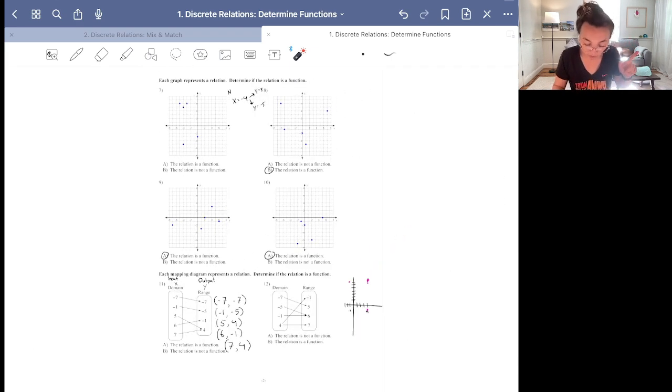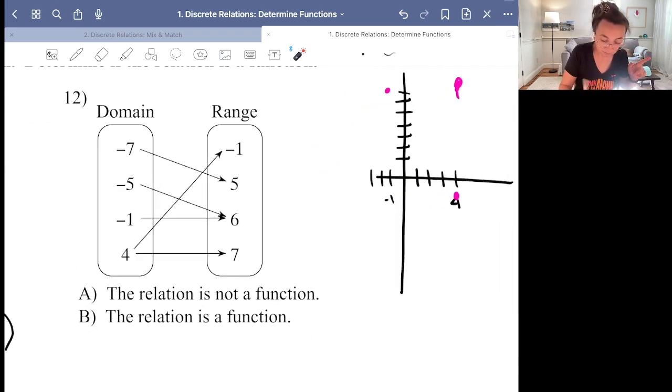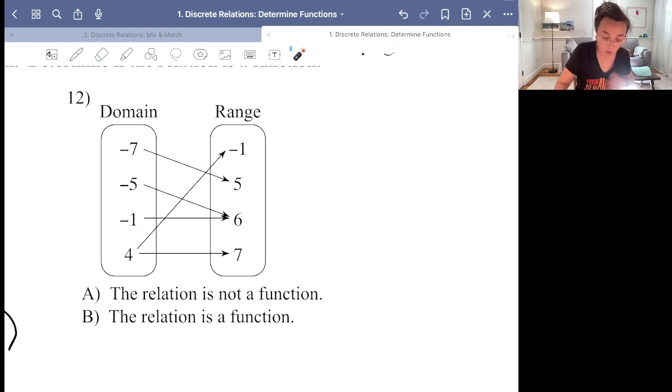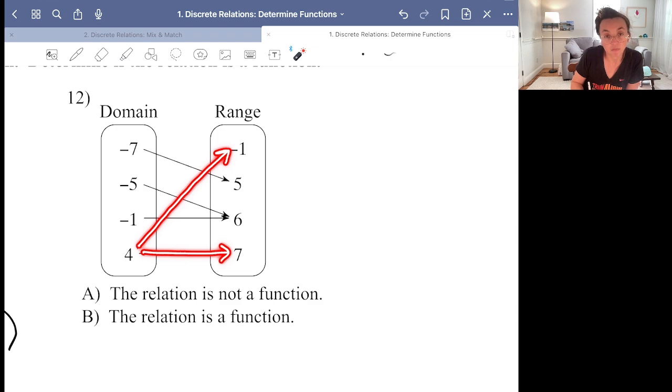So as an example of what that would look like is right here. Okay, let me solve this over here. So we have -7 gives 5, -5 gives 6, -1 gives 6, that's all right. And then we've got 4. So we input one number, 4, and that spits out -1 and 7. We can't have that, okay? That's not going to be a function. Or maybe we can have that, it's just not going to be a function.